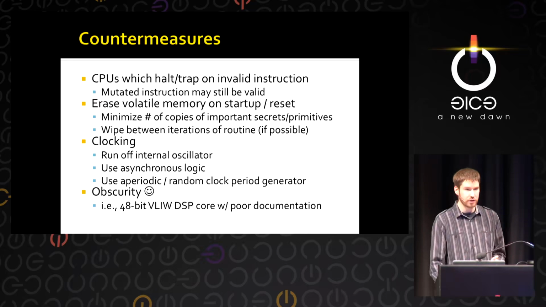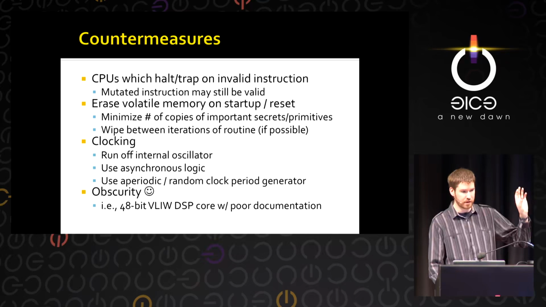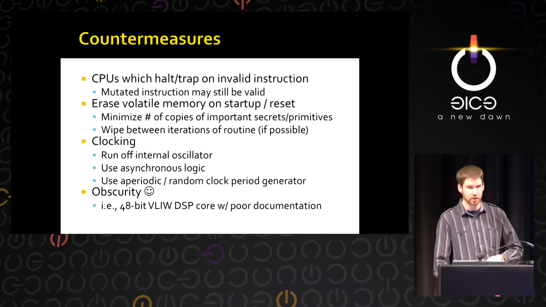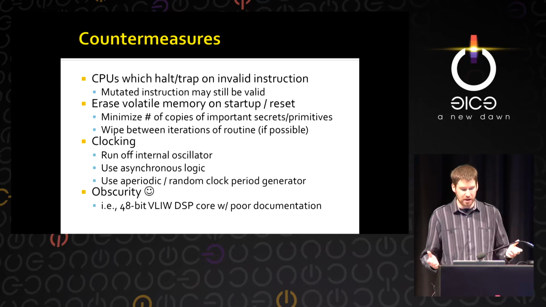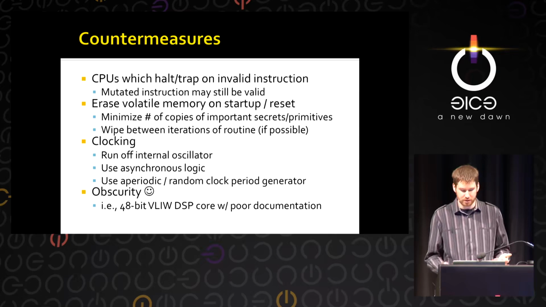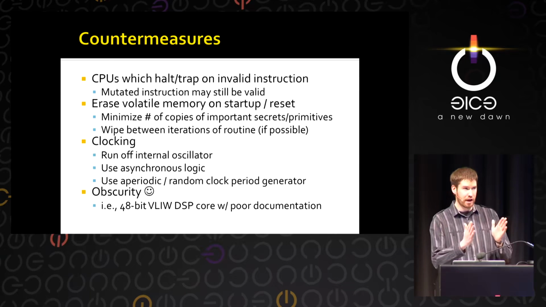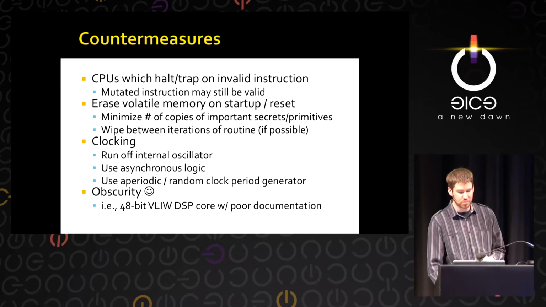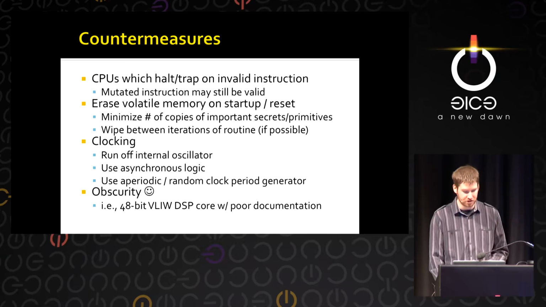So clocking, when you're clocking the device, you could use a device that runs off an internal oscillator, so it just ignores the clock pin from the outside world. That pretty much would cut off any clock glitching attacks. You could use asynchronous logic wherever you could. If something didn't need to be clocked by a clock signal, then don't. And finally, you could use aperiodic or random clock period generation, where the actual clock period is changing between cycles, so it's unpredictable in terms of the timing.